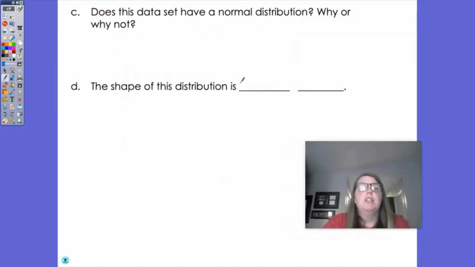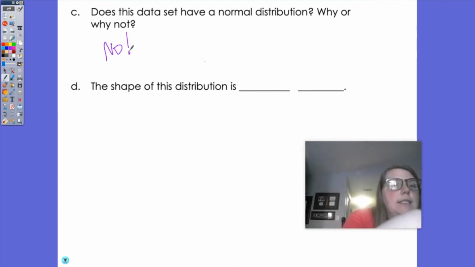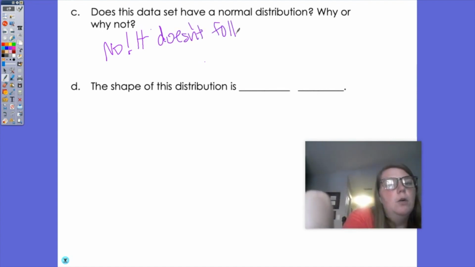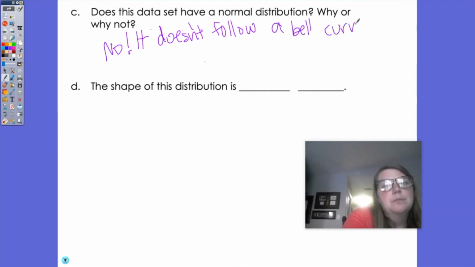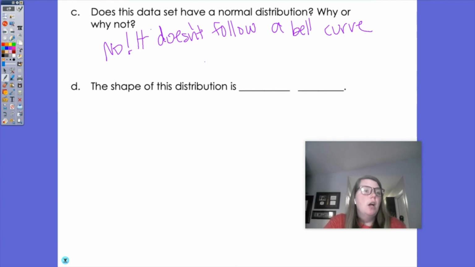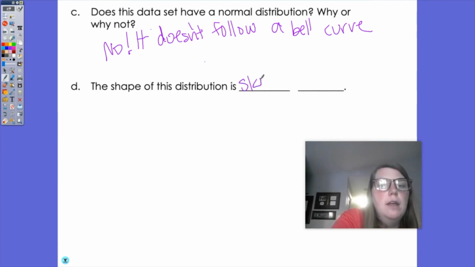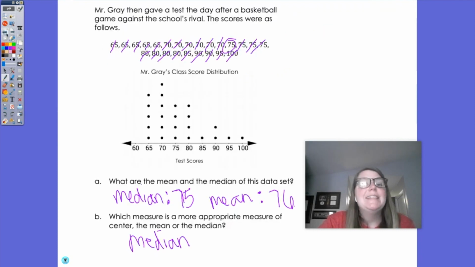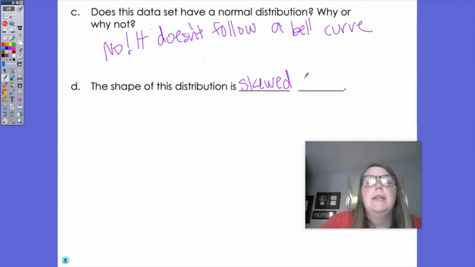So other two questions, does this data have a normal distribution? No, because it doesn't follow a bell curve. And this distribution is called something else. It's actually called skewed. And because skewed is kind of the opposite of normal, we have to figure out which direction it's skewed. And it's actually skewed to the right.